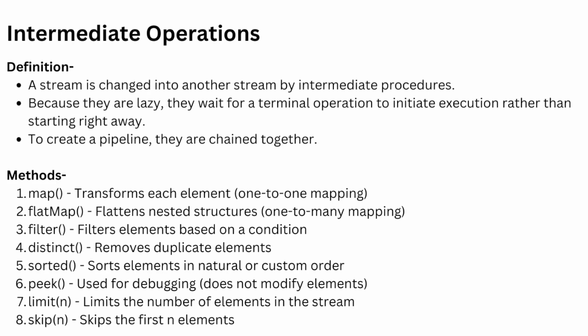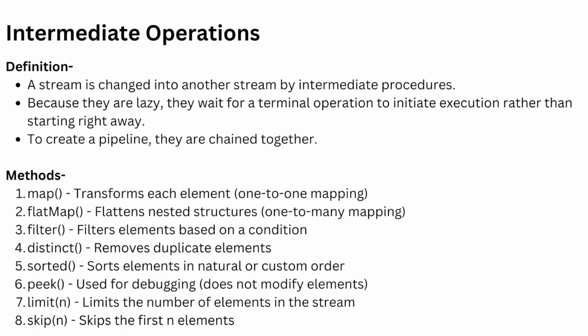These can be chained together to build complex stream pipelines. Some of the examples are filter, map, flat map. These are the intermediate operations.